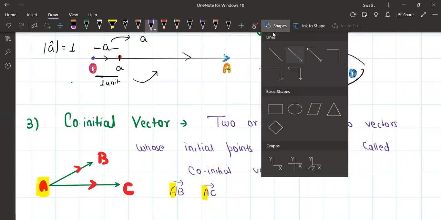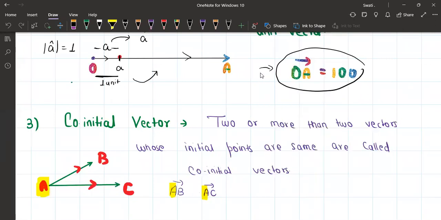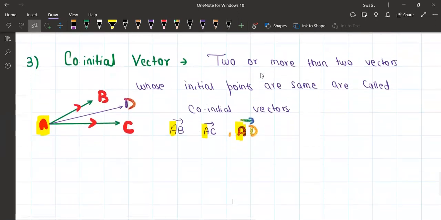Similarly, we can have more than two vectors as well. If you want, you can include one more vector here, suppose D. So AB, AC, and even AD, all three vectors are called co-initial vectors because they all have the same starting point. So this is the definition of co-initial vector.